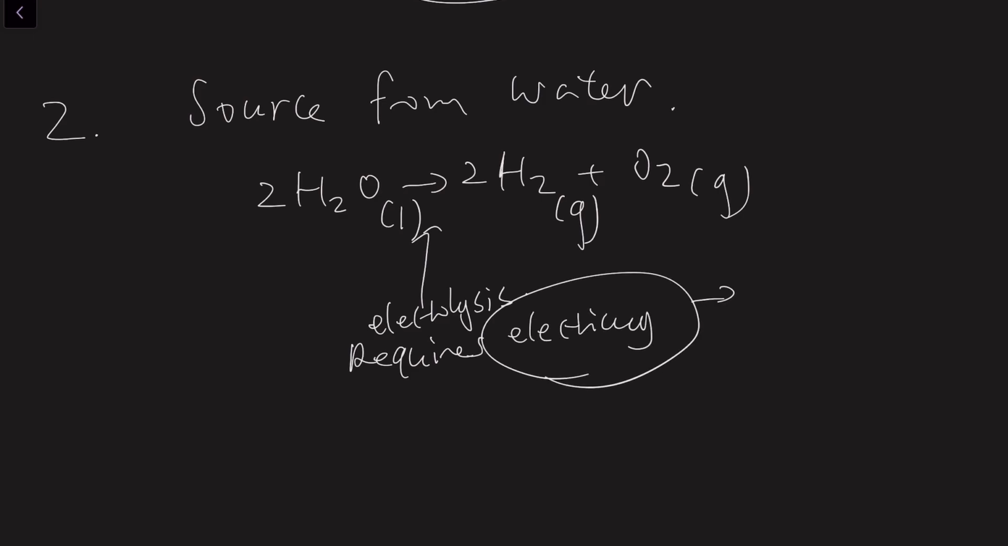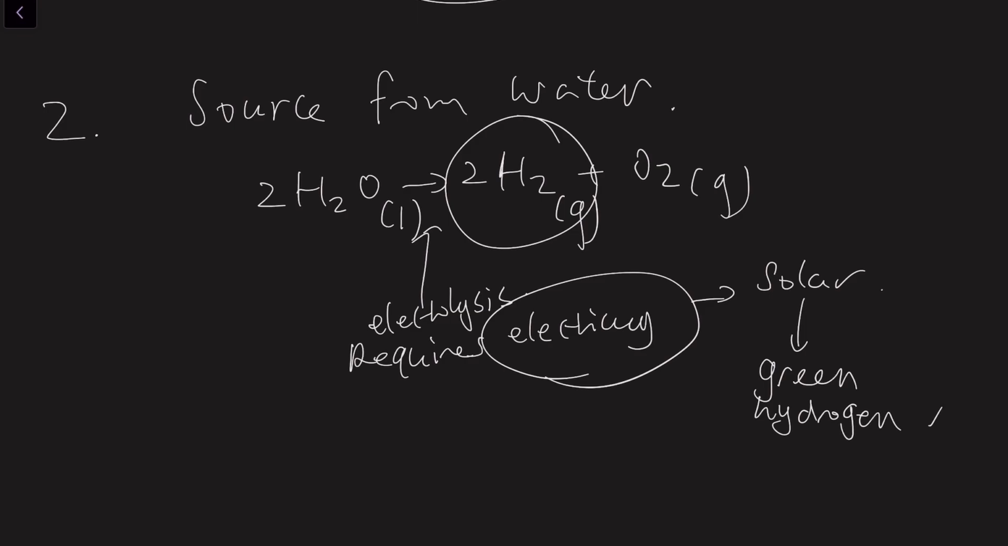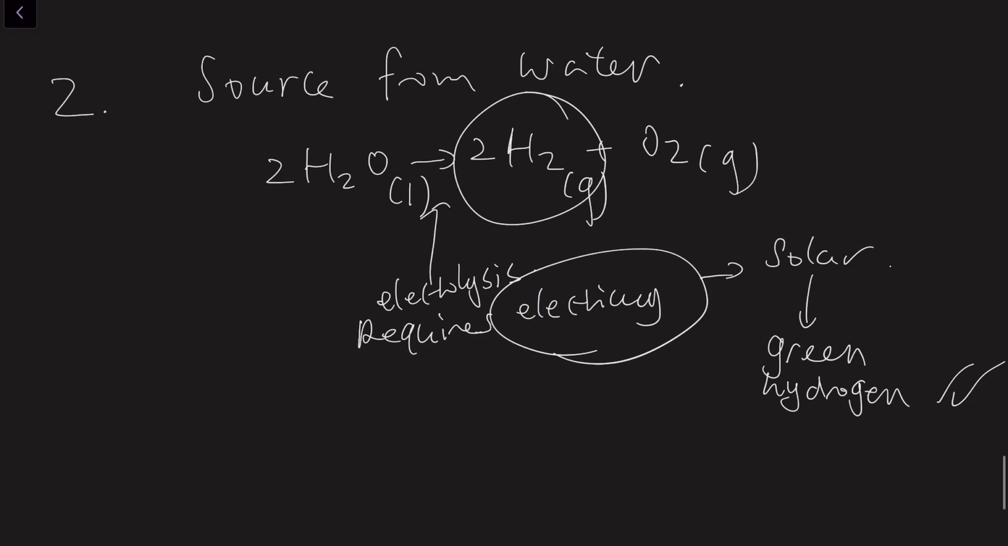So you really want this electricity to come from renewable sources. If the electricity comes from coal, you are still indirectly emitting pollution. So if you are using a renewable source of electricity, then you can really solve this issue. And the hydrogen gas is green, so you have green hydrogen. And then you have a very low net impact on the environment.